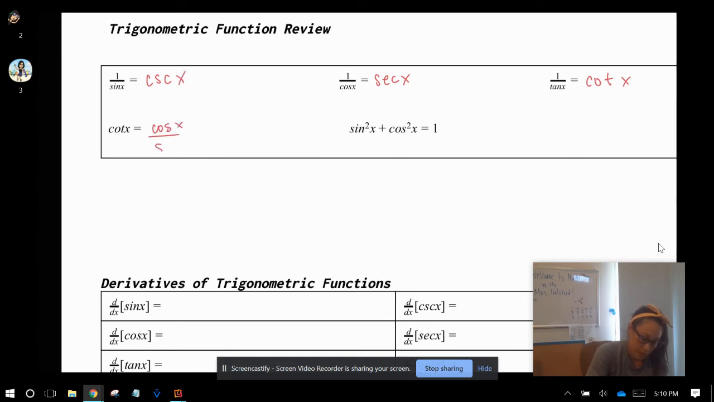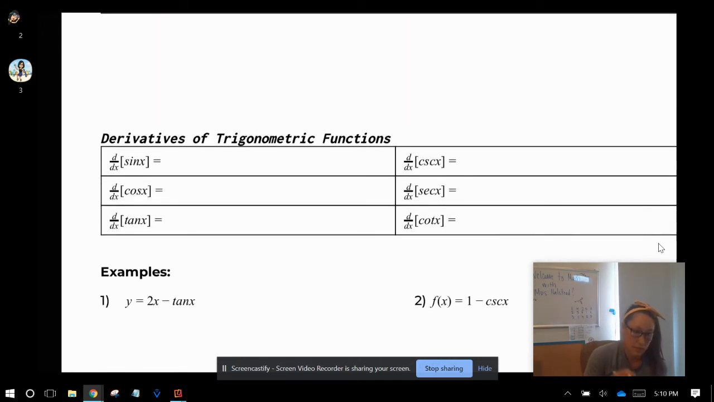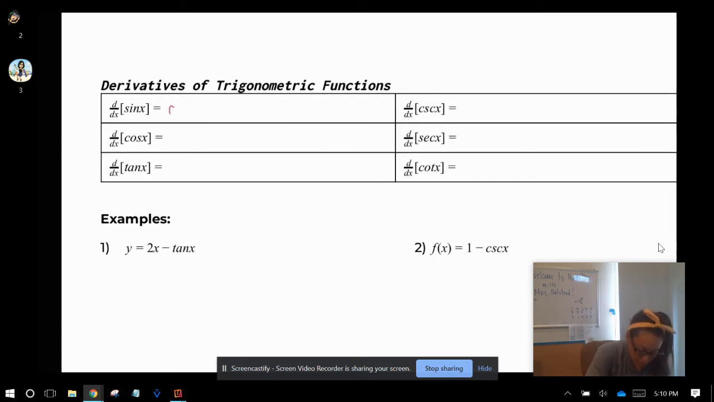Cosine x over sine x. And then just our regular Pythagorean theorem, sine squared plus cosine squared is equal to 1. All right, so the derivatives of each of these trig functions: the derivative of sine of x is equal to the cosine of x. We know that one. The derivative of cosine is negative sine x.